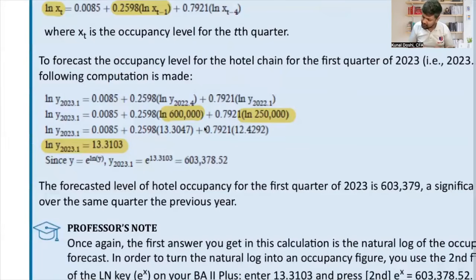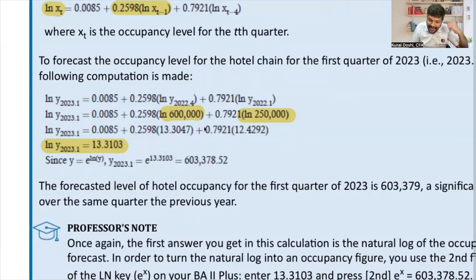Log natural of 600,000 into 0.98 store 1. Then you will do log natural of 250,000 into 0.921 store 2 plus 0.0085. Yes, you'll get 13.3102 to be precise, or 13.3103, which is log of y. But if I want to find y, that is the occupancy level, you'll have to do exponential of both.